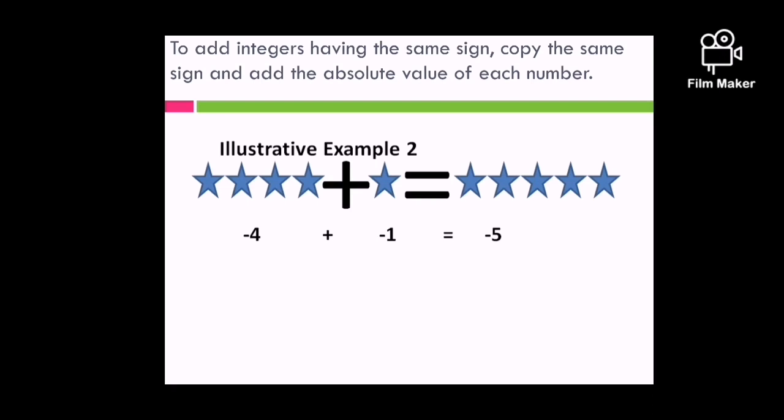Halimbawa, negative 3 plus negative 2, negative 5. Negative 6 plus negative 3, negative 9. Negative 11 plus negative 2 is negative 13.